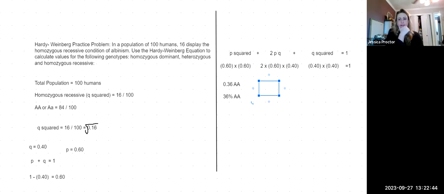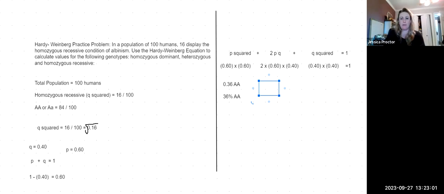Just somebody other than Joseph. Can you give me 2 in your calculator? 2 multiplied by 0.60 multiplied by 0.40. And then just giving me your answer rounded to 2 decimal places.